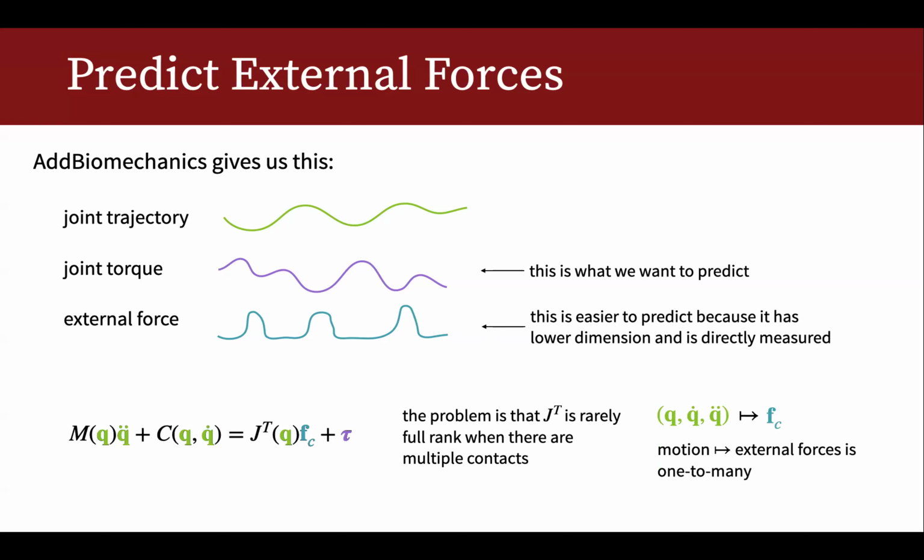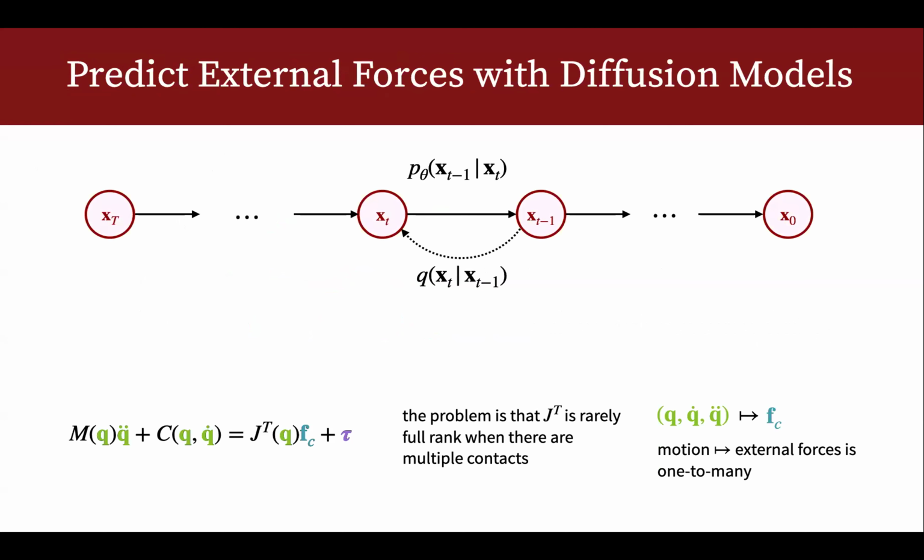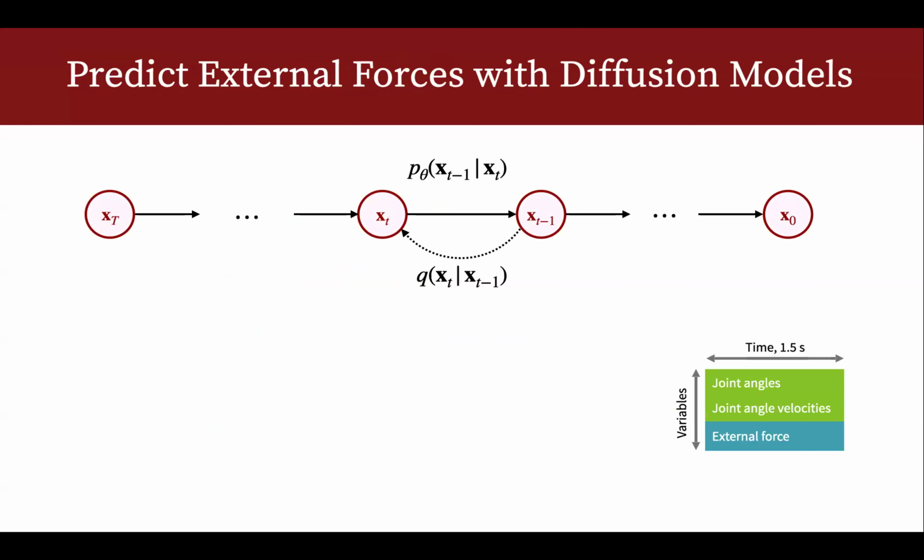And learning a one-to-many mapping is hard, but we know that a generative model is a good candidate type of model to use. So we try to do this with a diffusion model. I'm sure most of you know what a diffusion model is, so I'm not going to talk about the details. But the idea is that we are going to pretend this is an image. The sequence of joint angles and joint angle velocity, which you can get from kinematic data, along with the external forces you get from biomechanics. That's my image.